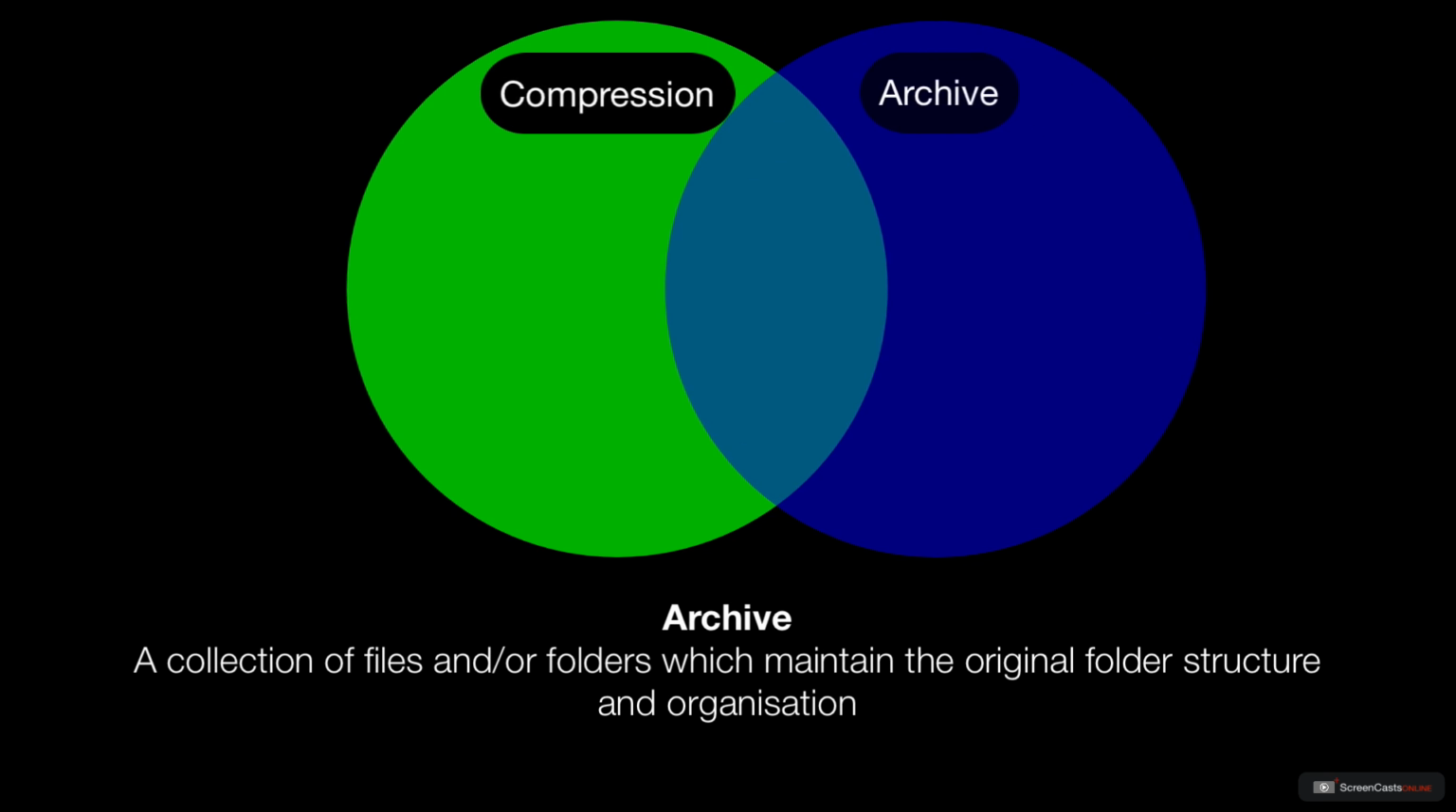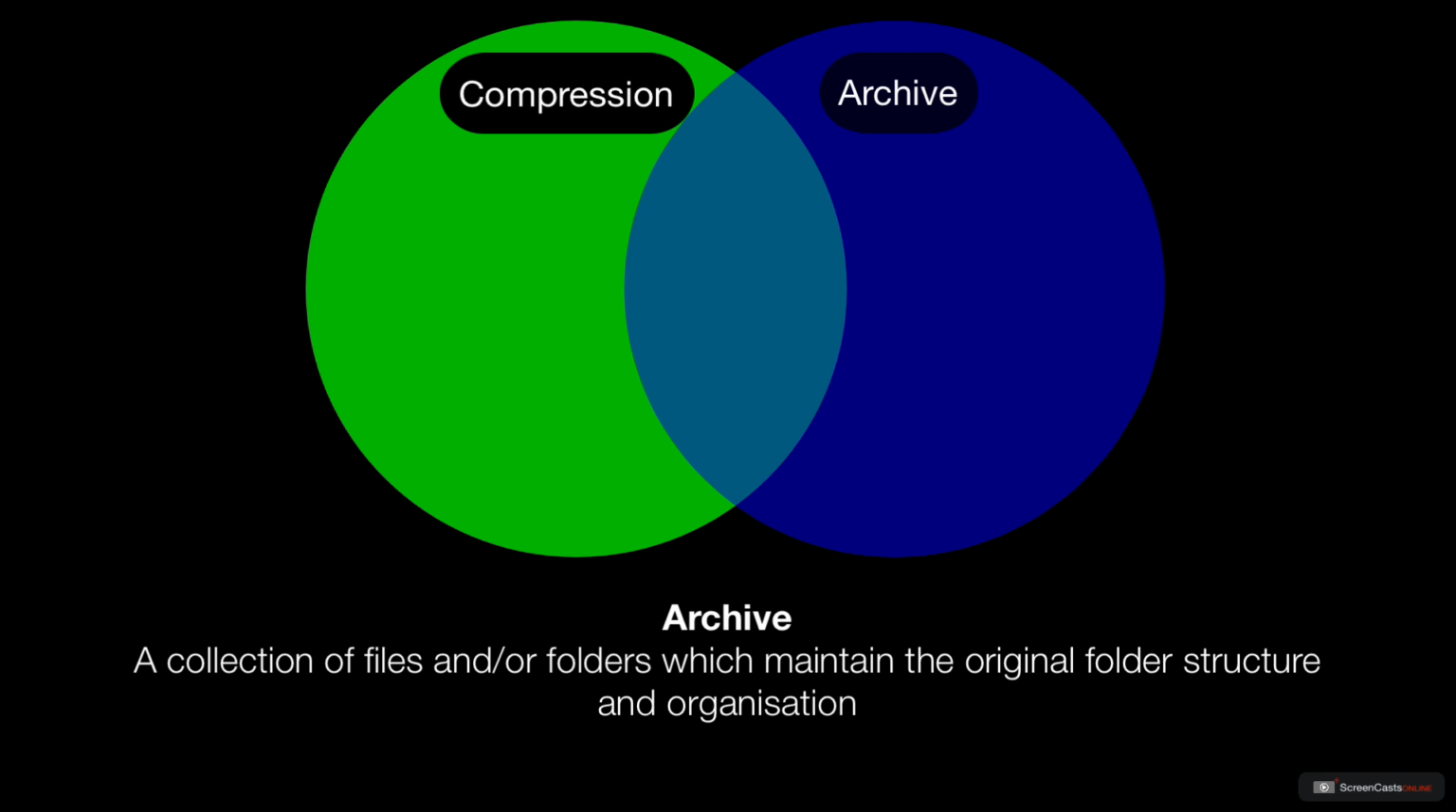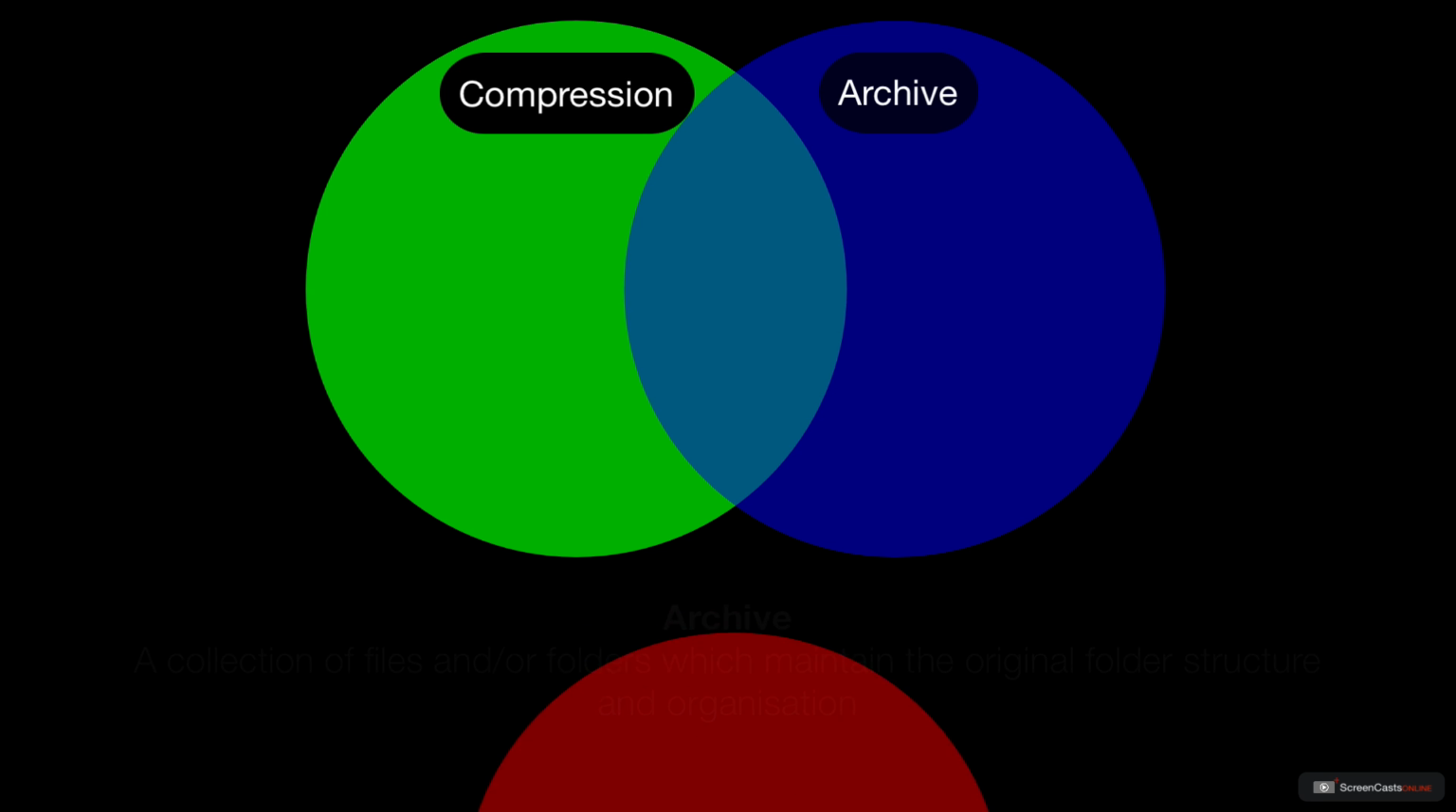The next concept is archive. An archive file is a file that is composed of one or more computer files that maintains the directory structure if it's a folder or with lots of subfolders. Archive files are used to collect multiple data files together into a single file for easier portability and storage.